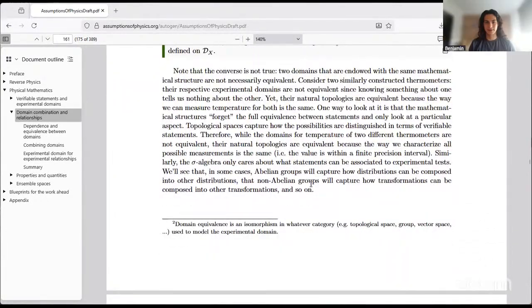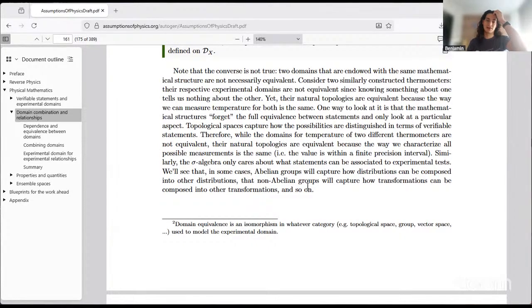Okay. Yeah, we can skip the proof. Note that the converse is not true. Two domains that are endowed with the same mathematical structure are not necessarily equivalent. Consider two similarly constructed thermometers. Their respective experimental domains are not equivalent, since knowing something about one tells us nothing about the other, yet their natural topologies are equivalent because the way we measure the temperatures for both is the same.